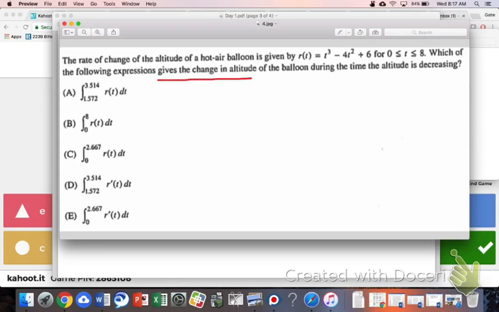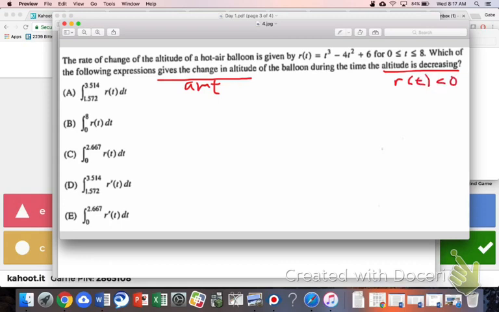Definitely an amount. Yep. So that's the amount of change of the balloon's height during the time the altitude is decreasing. So let's look at this right here. When would altitude be decreasing? Like, what would be happening then? The rate of change of altitude would be negative, yeah. So R of t would be less than 0.